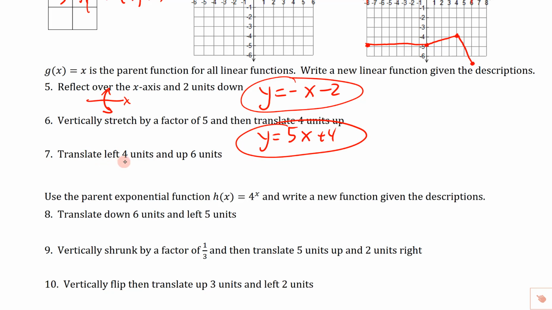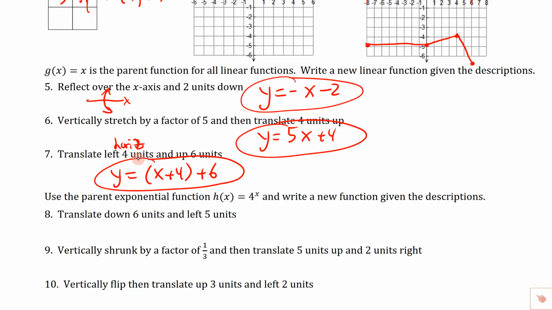And then it says translate left 4 units and up 6 units. So if we do something like that, remember this is horizontal, so that does the opposite of what you'd think. So we're going to need a set of parentheses. If we want to go to the left, we actually add 4 to that. Because remember, that's going to make the graph 4 units sooner. That's why it moves to the left. And then we want to move up 6. So we're going to put a +6 right here. All right.